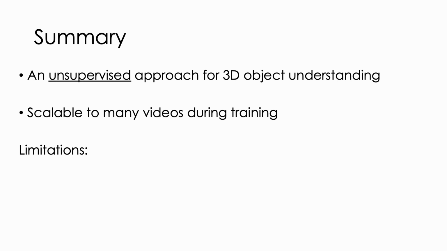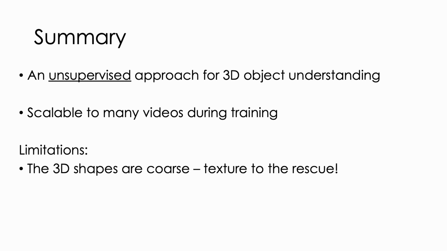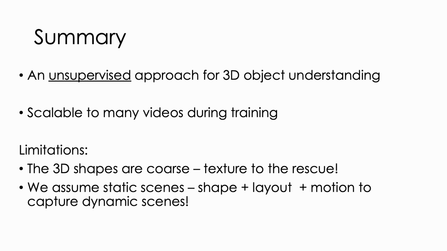Of course, there are limitations. As you might have noticed already, the predicted 3D shapes are coarse. This is not a surprise, as we learn shapes only through 2D object silhouettes. Shapes could be improved if we also learn through texture. And finally, we assume static scenes. Our model can be extended to tackle dynamic scenes if we model shape, layout, and motion jointly. We believe that addressing both of these limitations are exciting future directions.